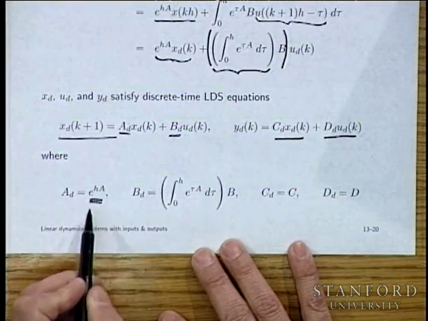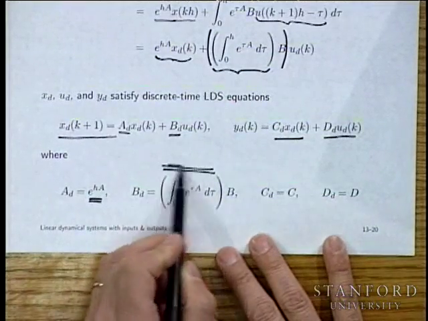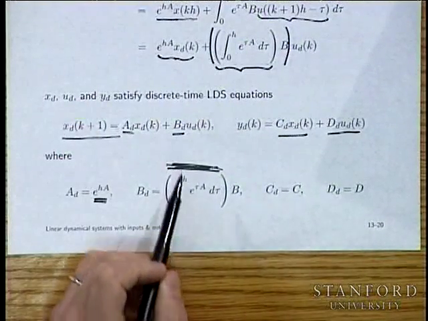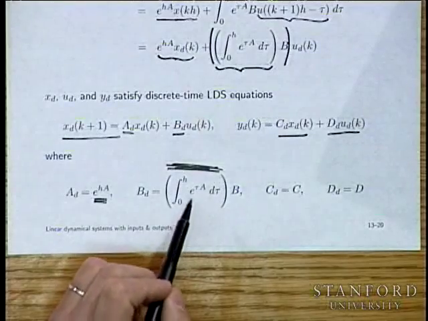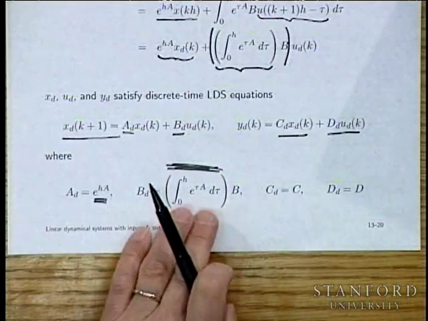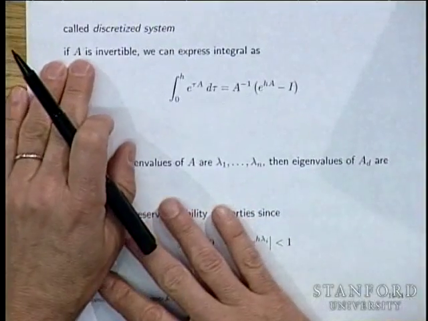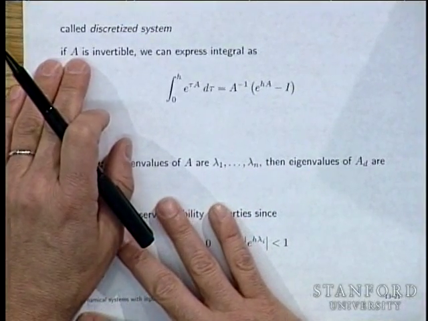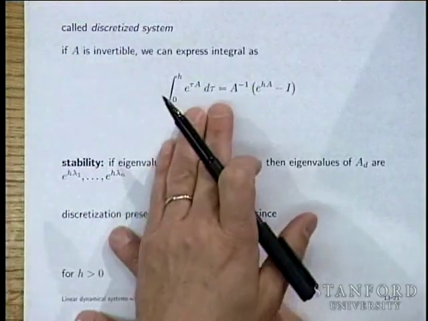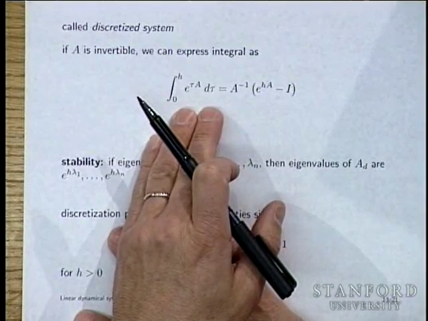So that's what this is. This is simple enough. This integral, by the way, can be evaluated numerically. But in fact, there are lots of cases where it can be analyzed, where you can just give an explicit formula for it. And I'll give a case like that in a minute. So if A is invertible, which, by the way, need not be the case. There are plenty of interesting cases where A is not invertible. It says you can express that integral as this.